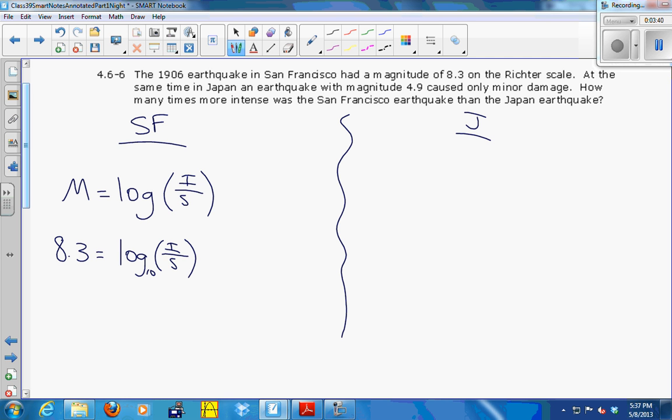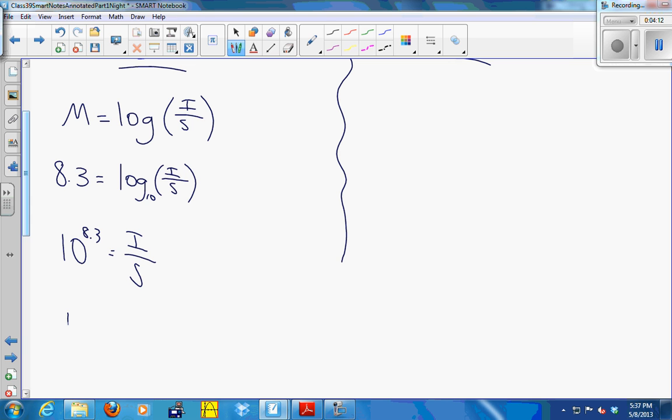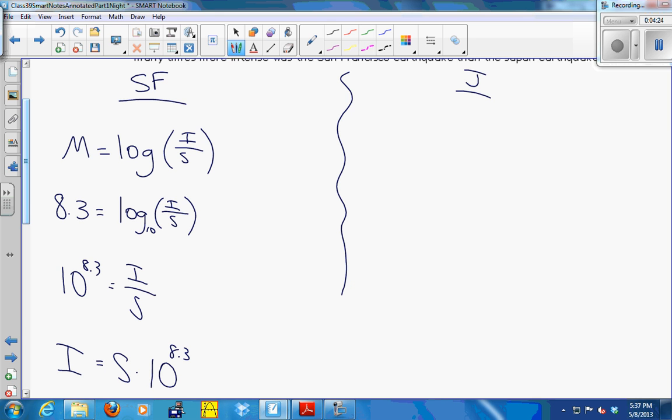Now I want to know something about the intensity, so I'm going to change this equation to an exponential equation. What is the exponential equation that's equivalent to this one? Yep. The base is 10, 8.3 is the exponent, equals I over S. And if I want to know what I is, I just multiply both sides by S: S times 10 to the 8.3. S is just some constant. I haven't told you what it is, but it's just the number that we use to measure the smallest earthquake. We multiply both sides by S, this denominator, to get I by itself.